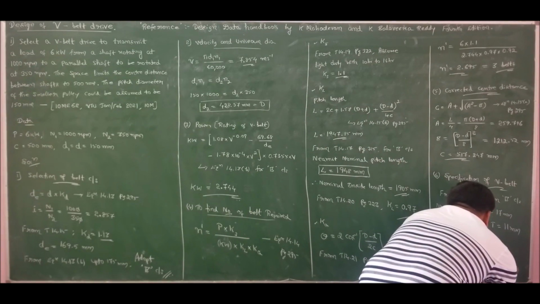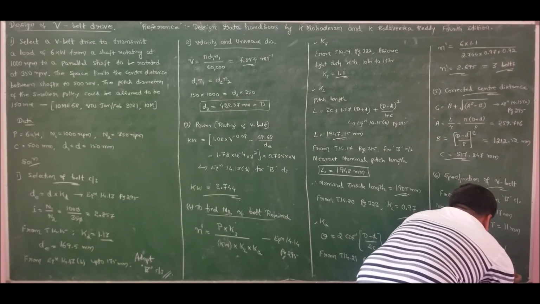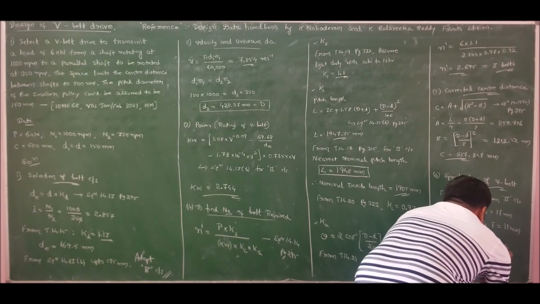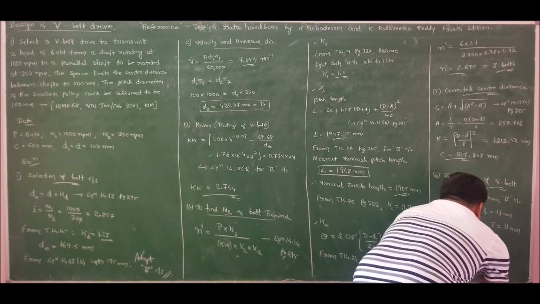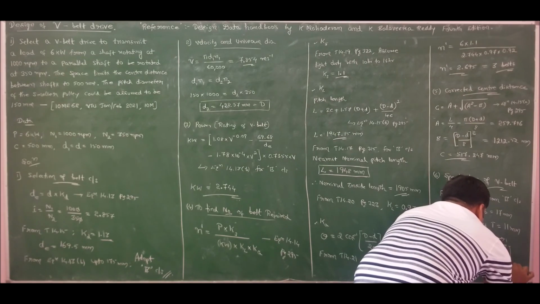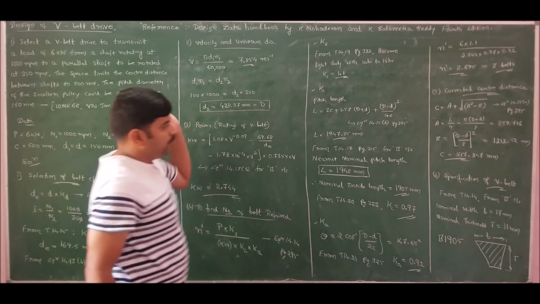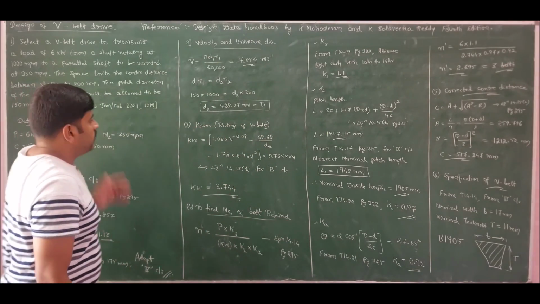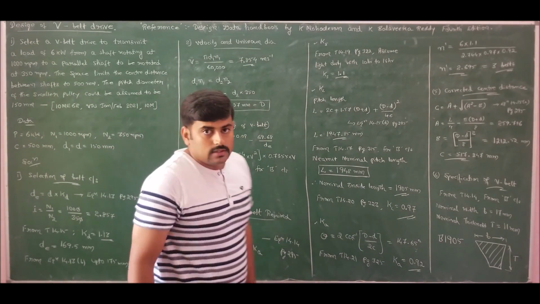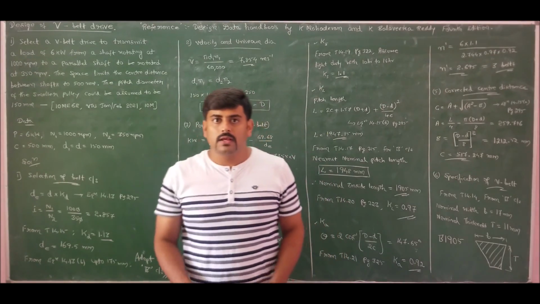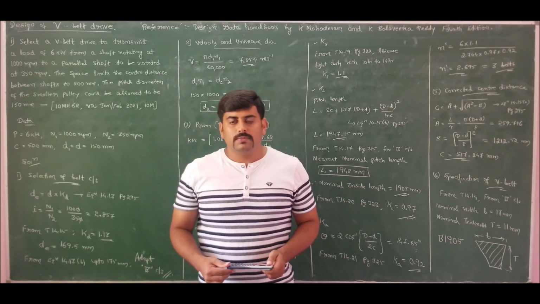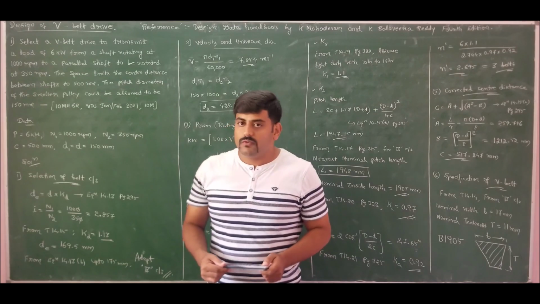So if I mark the V belt, this is how we will represent, and this is nominal top width B, and this is nominal thickness T. So this is the complete solution for problem number 1, which was asked in VTU examination. So this is the complete solution for the problem number 1 of our discussion on design of V belt drive.